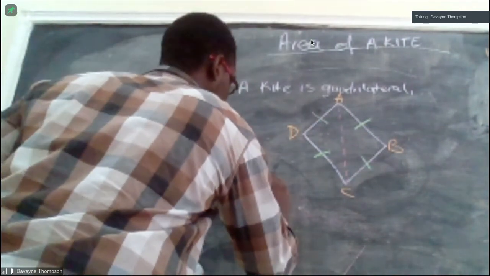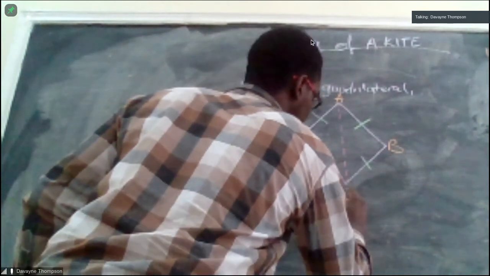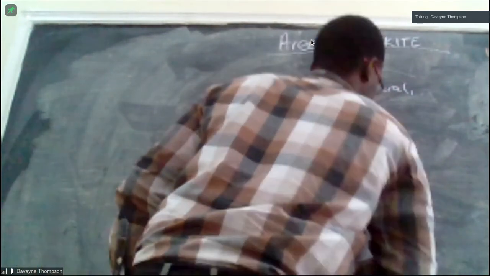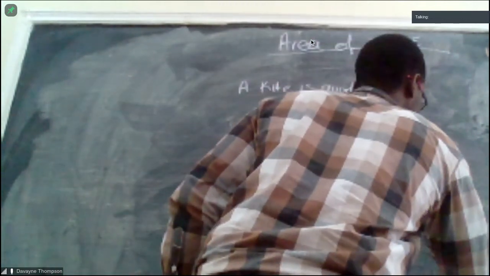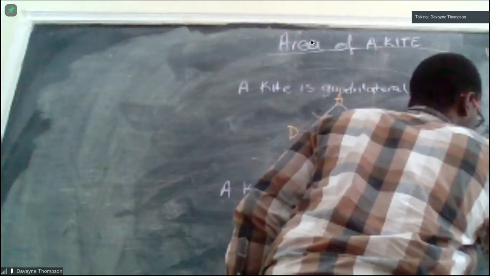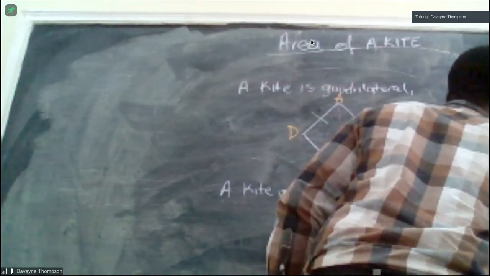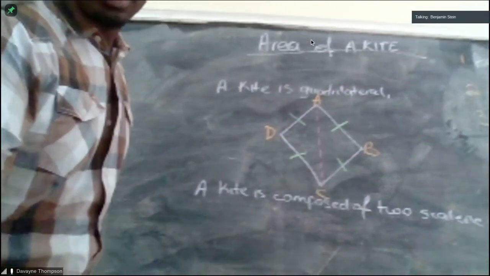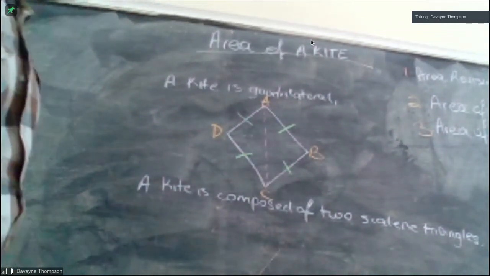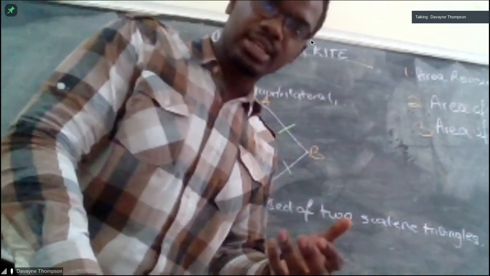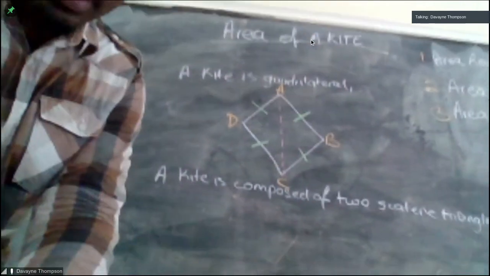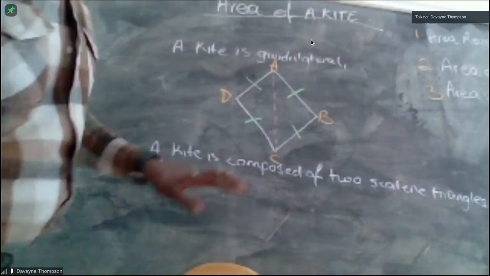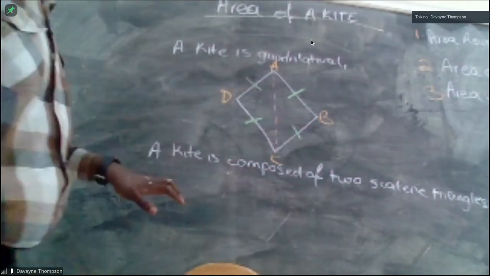A kite is composed of two scalene triangles. You might be saying, sir, what is a scalene triangle? Anybody know? It has two acute angles and one obtuse. Okay, so we have different types of triangles: scalene, isosceles, equilateral. We're going to go through them, so don't worry if you haven't gone through them. But basically, you see two triangles being formed in a kite, and we call these triangles congruent.